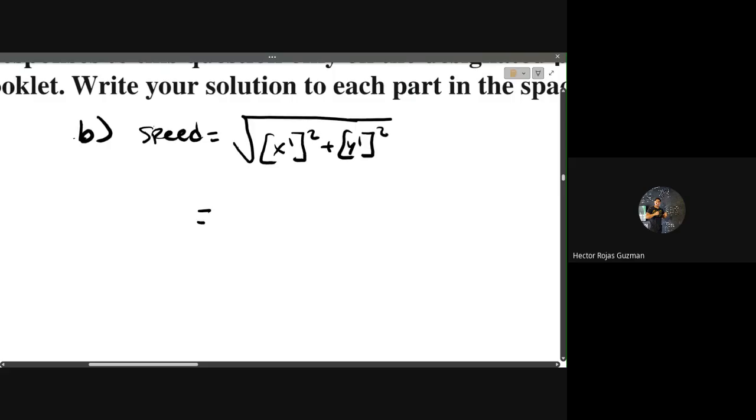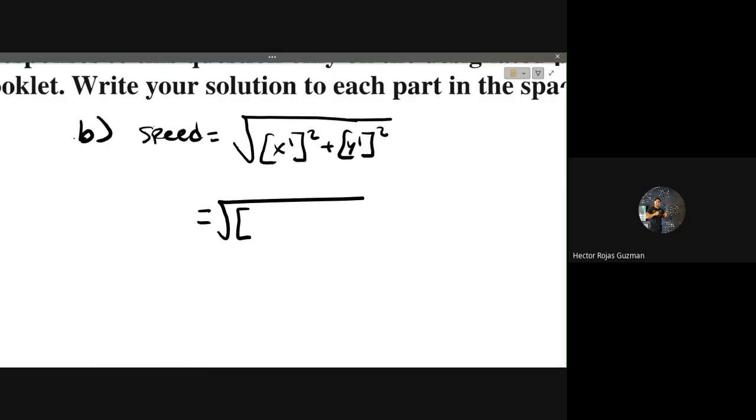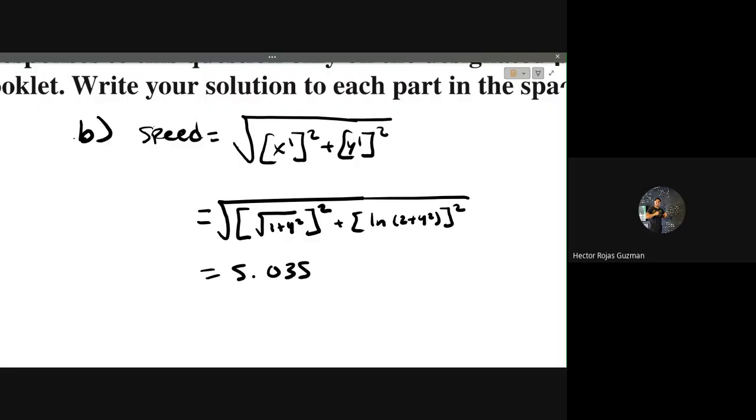So same thing, right? You're going to take your calculator, carefully plug in the parentheses, and you're going to do the square root of 1 plus 4 squared, ln of 2 plus 4 squared, and you get the speed. It's going to give you 5.035. We don't have any units, I just leave it at that. But then there's another part.